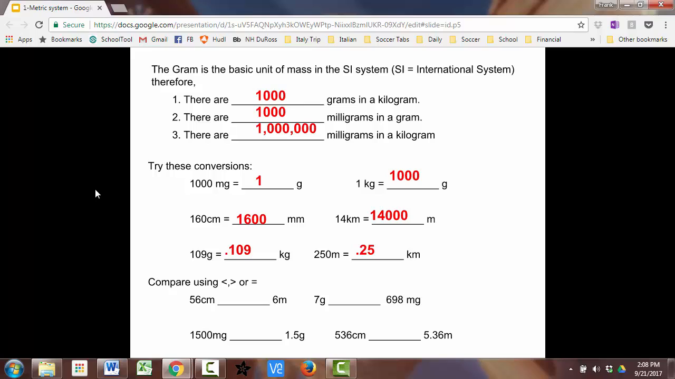Make sense? So again, converting metrics is much easier than trying to convert in the English system. Now, what if we have to compare measurements? What do we have to do first when comparing two measurements? Jaden? Look at the measurement. So like millimeters, centimeters. Yeah, and then what do I have to do once I see them?